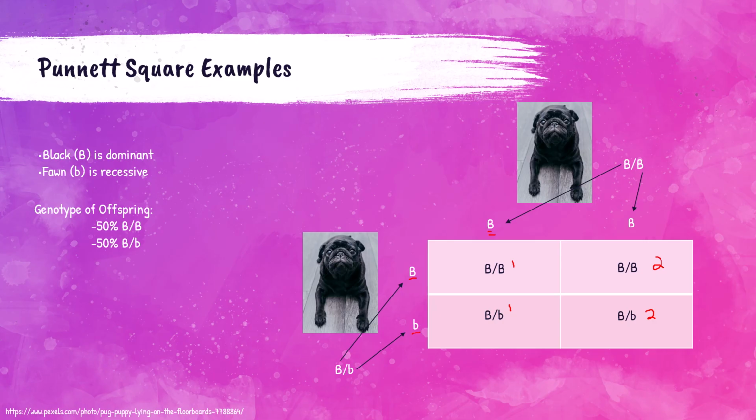Now, phenotypically, what are all of those offspring going to be? What color are those puppies going to be? 100% of them are going to be black. Why is that? Because remember, black, capital B, big B, is dominant. So that means any time there's a big B present, that particular dog is going to be black. Okay.